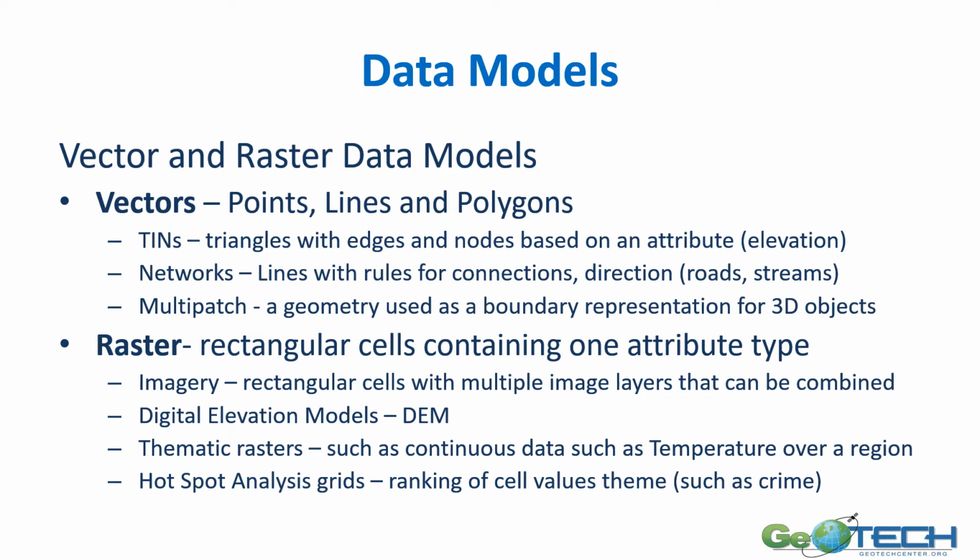One of the continuous layers that we often see are digital elevation models, or DEMs, where each of the cells contain an elevation. There are also thematic rasters, such as continuous layers that represent temperature or other attributes that cover the regions using cells. One way it is used is in hotspot analysis. So it's in a grid with a value and attribute about something.